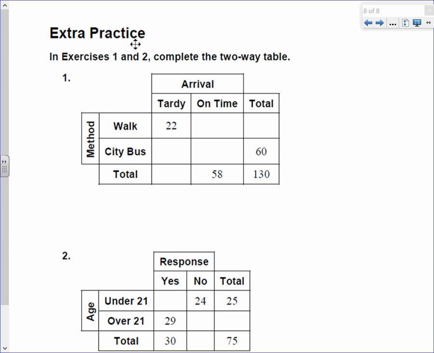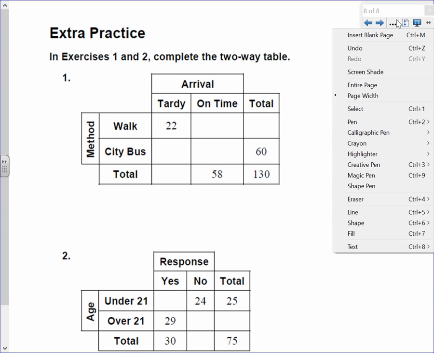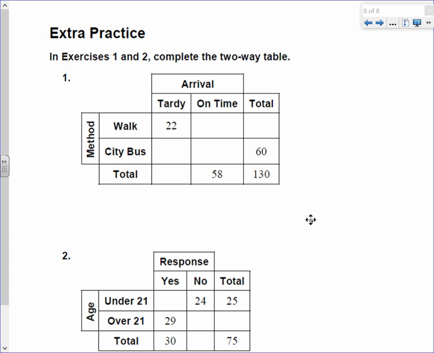Say again? It's easy, yeah. All right. So two-way tables, they're called two-way tables, because you have columns going downwards and you have rows going from left to right, hence the name two-way. So, let's go ahead and complete this.